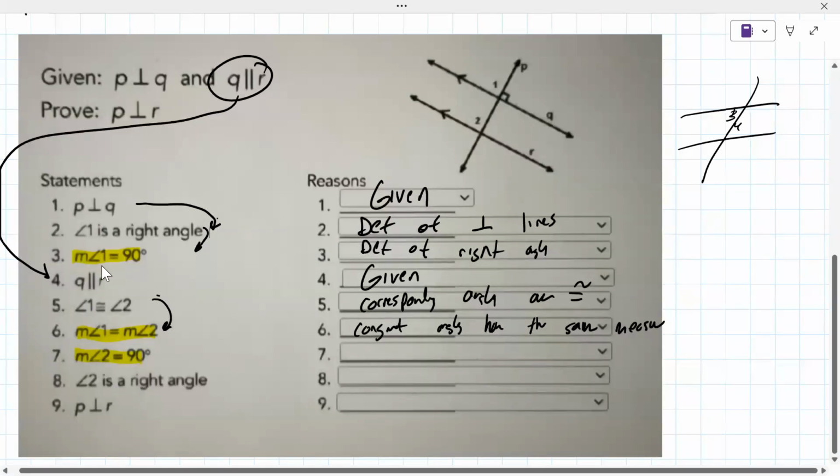For number 3, though, what is number 3 saying? Tell me just in your own words what that means. Measure of angle 1 is 90 degrees. You've got to be more specific. And then what did 6 say? Measure of angle 1 and measure of angle 2 are equal. Okay, so if measure of angle 1 is 90, what is the measure of angle 2? Also 90. So it's like you're replacing what was for angle 1. This 90 degrees is going where this measure of angle 1 goes. Is that substitution? Yes.